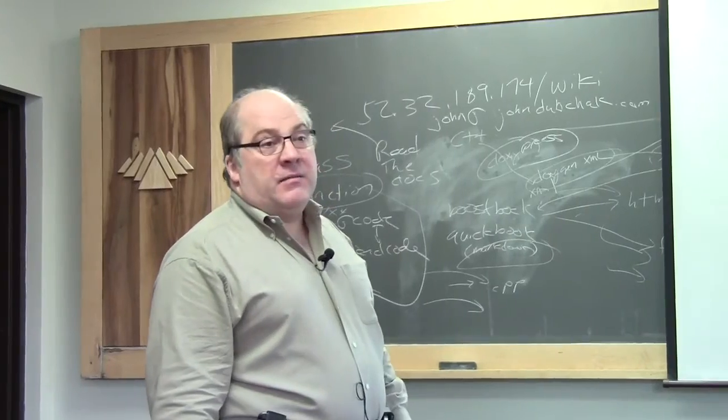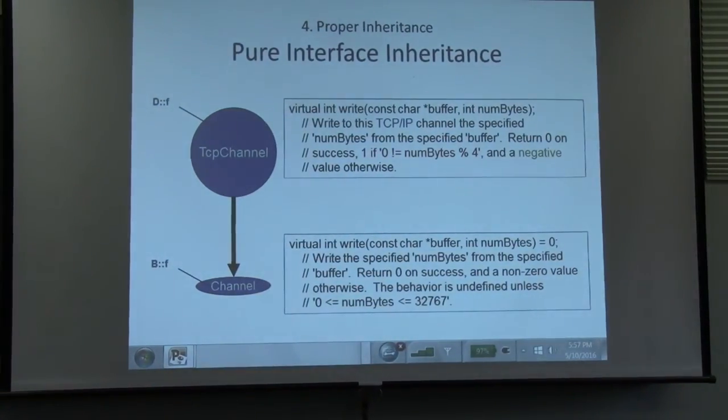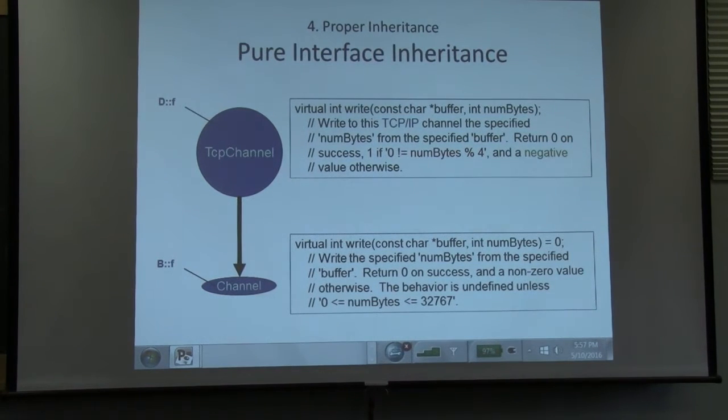All right, let's make it a little bit more challenging. Now it says, return 0 on success, 1 if 0 is not equal to numBytes mod 4, and a negative value otherwise. Is this okay?